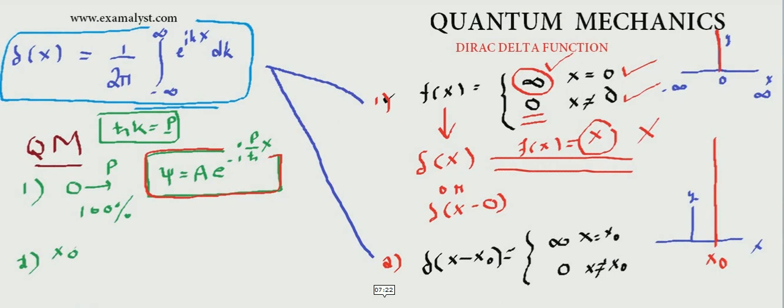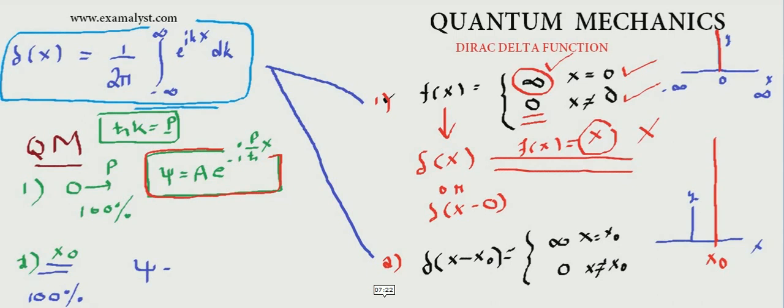So consider a particle that is exactly at x naught. So the position of this particle is known 100%. As in case number 1, the momentum was known 100%. In the second case, the particle is at x naught, so the position is known 100%. Now the question is how to write the wave function of this particle.